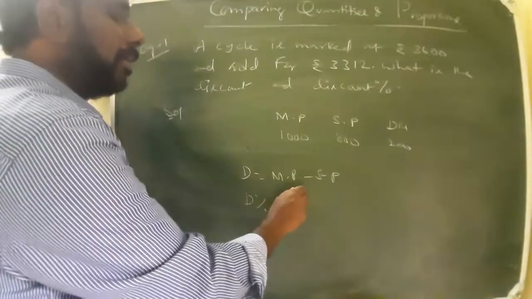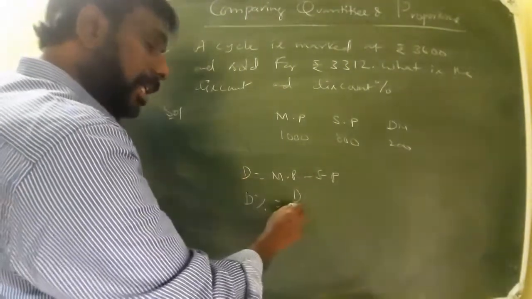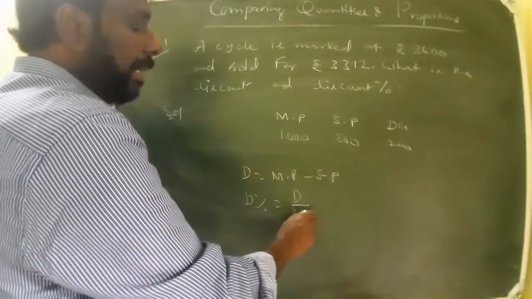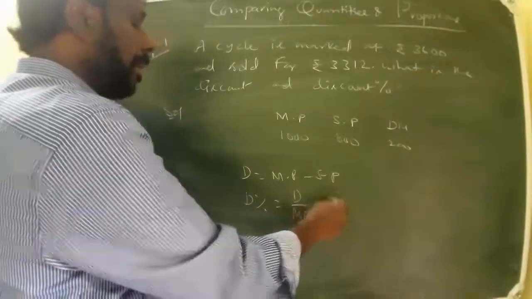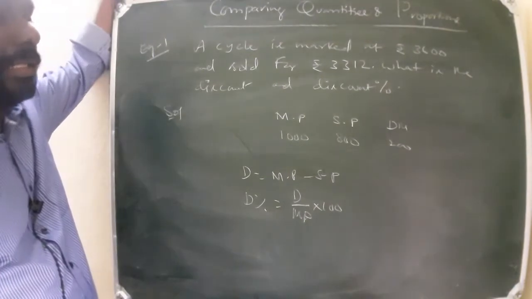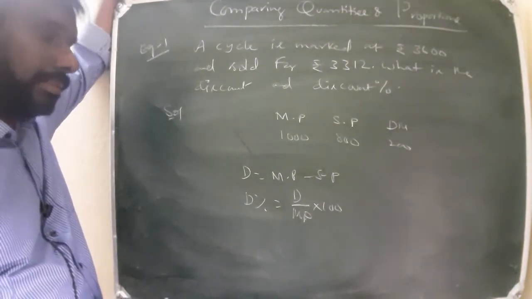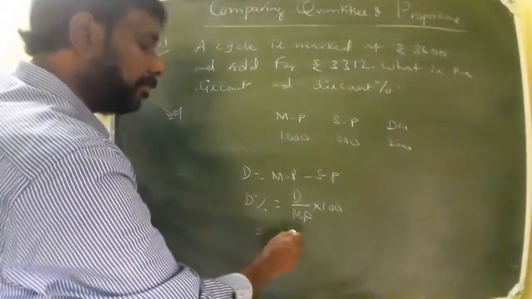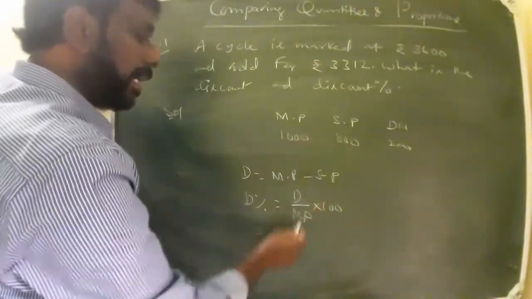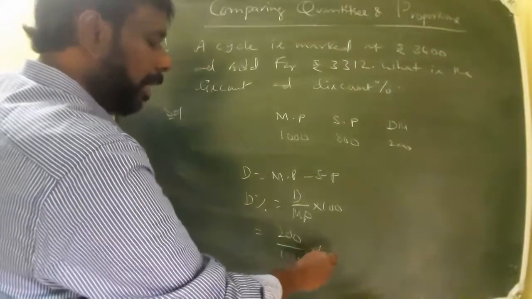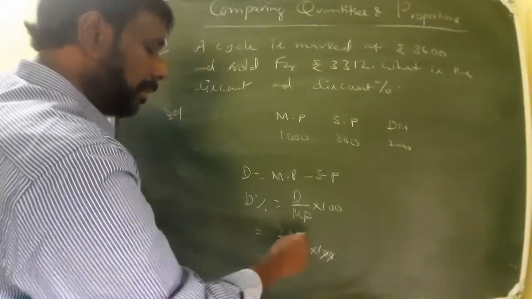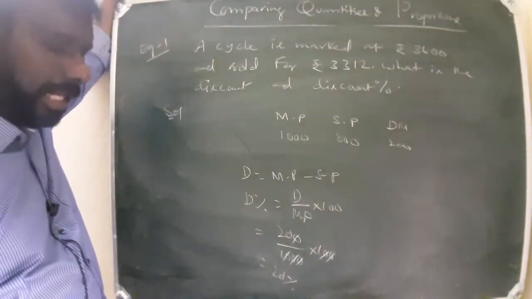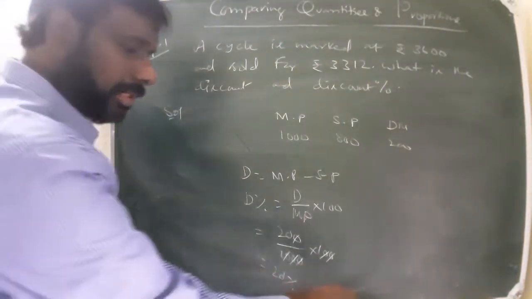Discount percent, if you want to get it, is discount by MP into 100. For example, here 200 discount, market price 1000, into 100. Zeros cancel, so 20%. So 20% is the discount. So like that you have to use these formulas.